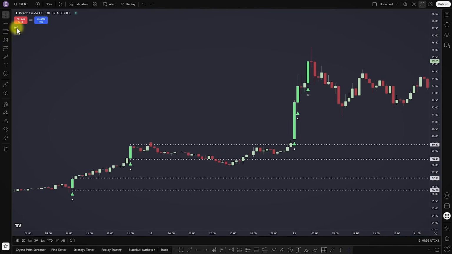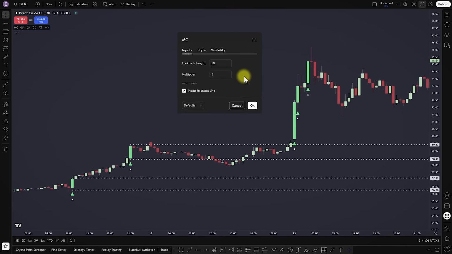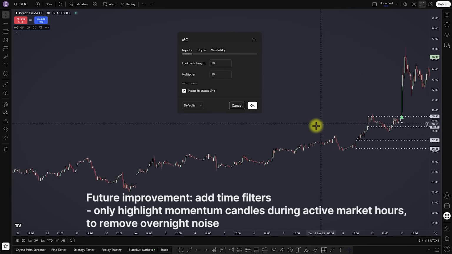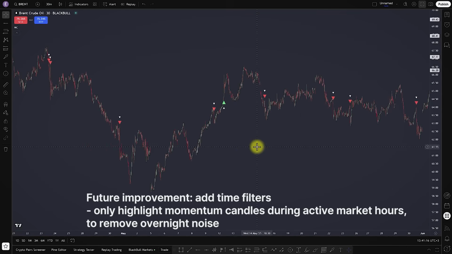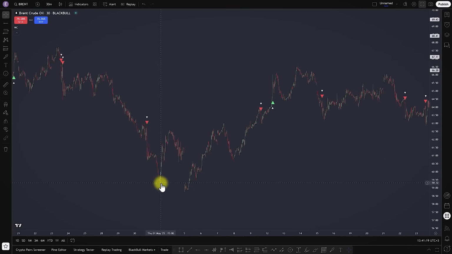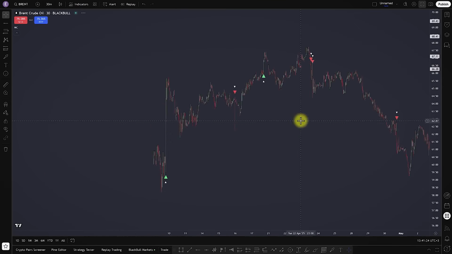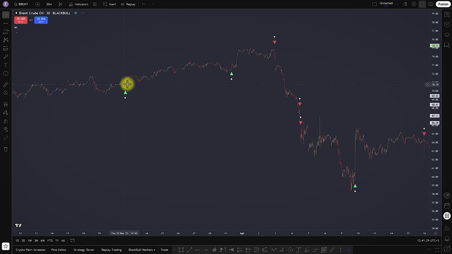I can optimize it even further. I can adjust the multiplier. Maybe 1.5x is too sensitive for crypto. I can also add time filters. In the future, I may ask the AI to only highlight momentum candles during market hours. This removes overnight noise. You might wonder about accuracy. In my testing, roughly 60% of momentum candles led to continued movement in that direction. Not perfect, but strong enough for an edge.